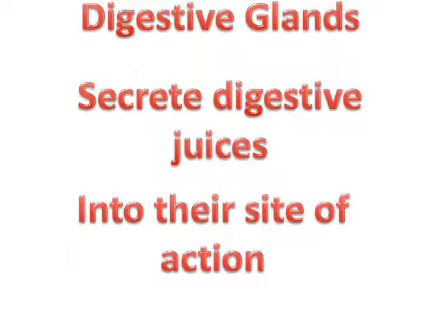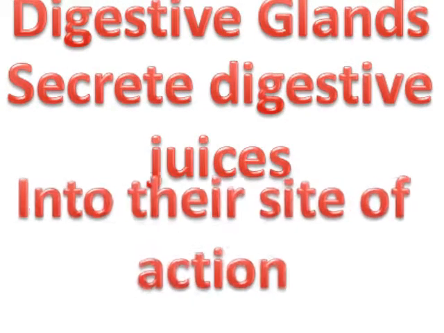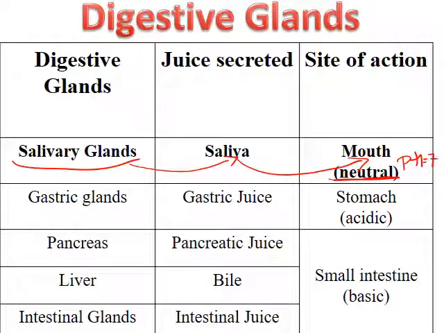Digestive glands are known to secrete digestive juices into their site of action. First, salivary glands. What do they secrete? They secrete saliva at the level of the mouth, where it is neutral, meaning that pH is equal to 7. Gastric glands secrete gastric juice at the level of the stomach, where it's acidic, meaning that pH is less than 7.